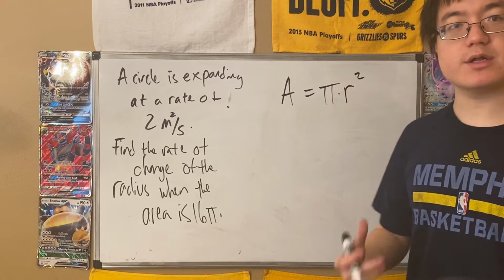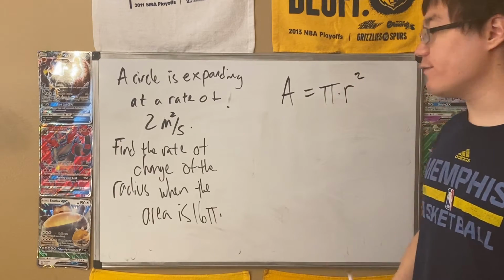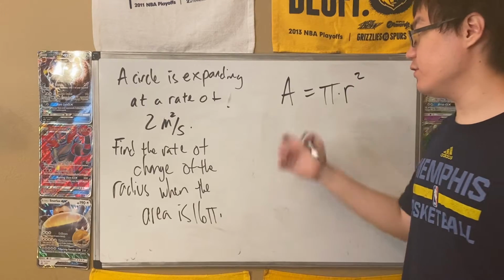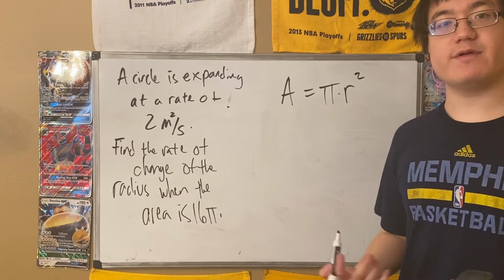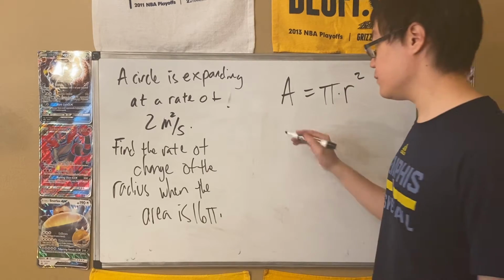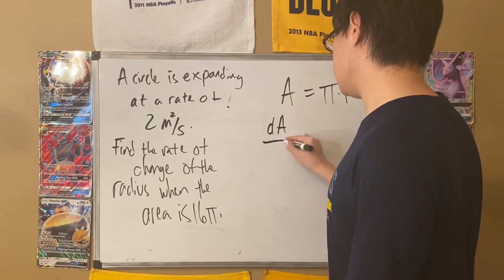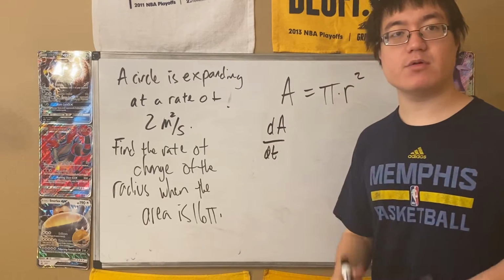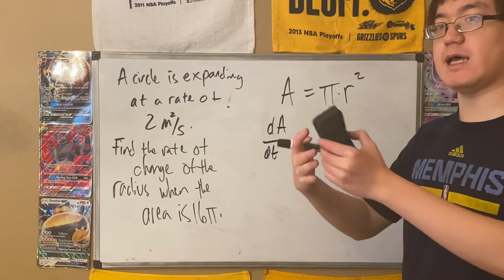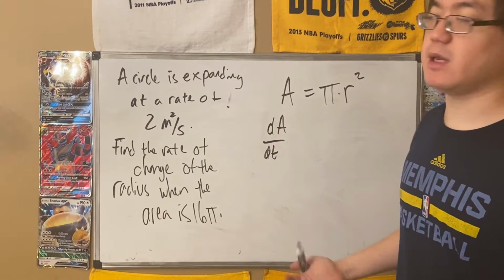So then what we're going to do is take the derivative. When we take the derivative, just be careful. The derivative of A isn't just 1. The derivative of A is dA/dt, because the derivative of any variable is changing with respect to time. As time is going on, this circle is expanding.